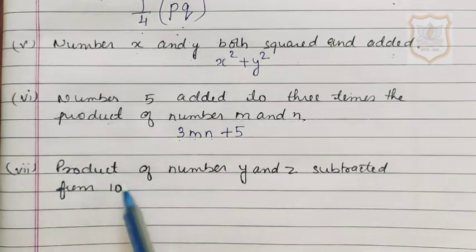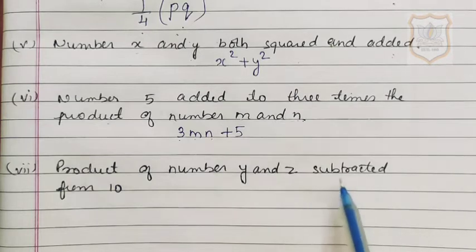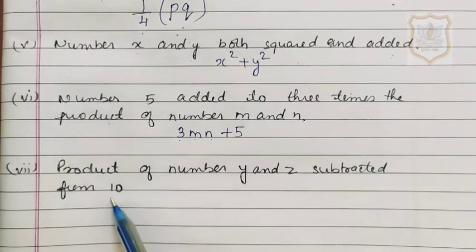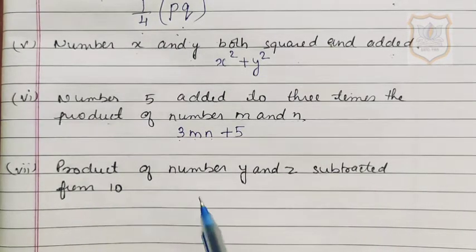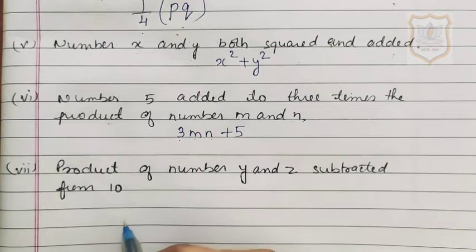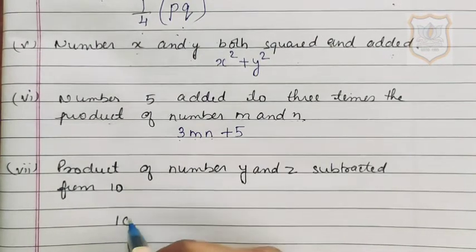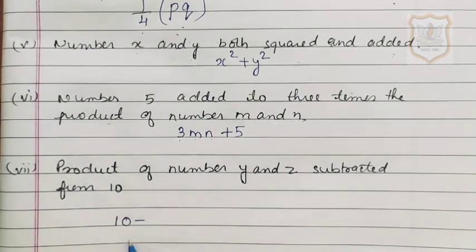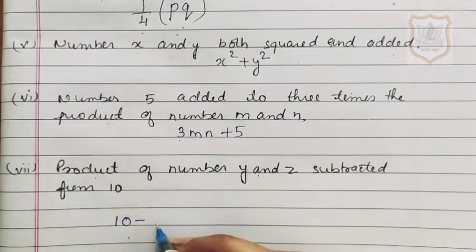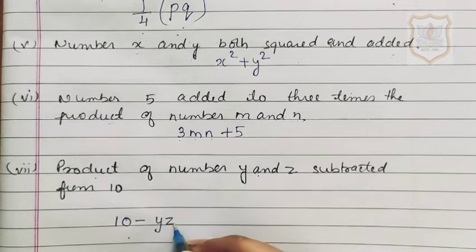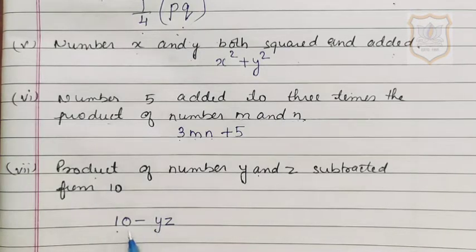Seventh one, the product of number y and z subtracted from 10. Here students, we have to subtract from 10. So first we will write 10 and what we will subtract from 10? Product of number y and z. Product of y and z will be yz. So the expression so formed will be 10 minus yz.